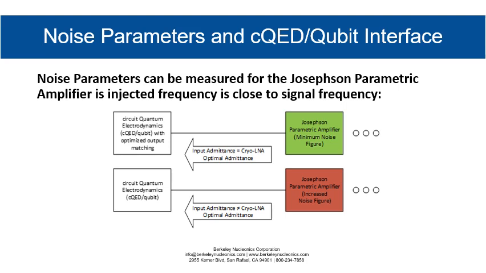Parametric amplifiers are a little different from truly linear devices such as LNAs. In reality, parametric amplifiers behave more like a mixer, and noise can contribute from multiple image frequencies. As long as the injected frequency, or LO, is similar in frequency to the input frequency, the qubit resonance, then fundamental image frequencies will be similar and can be modeled accurately with noise parameters.